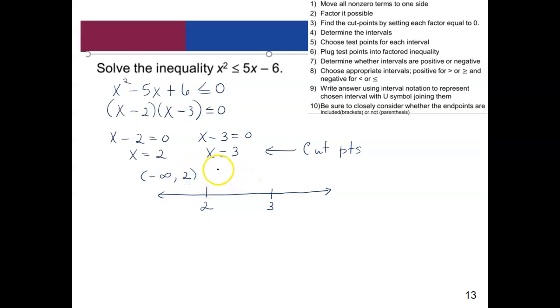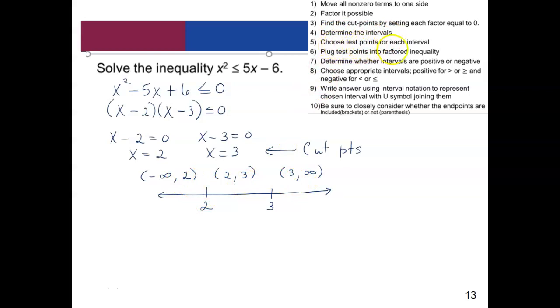This one's going to be from 2 to 3, and this interval is going to be from 3 to infinity. So it takes and it breaks the number line up into these intervals. Okay, so we've determined our intervals.